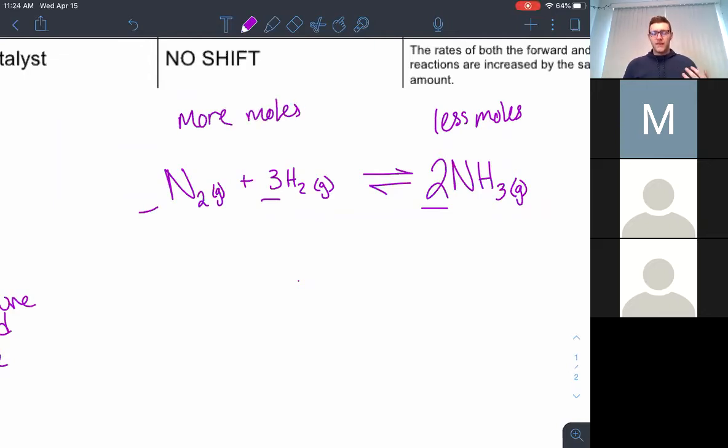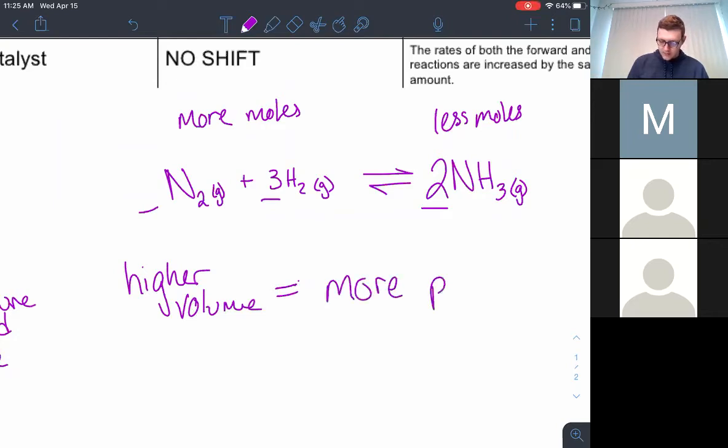So now if I take it in terms of volume, if I give you a lot of space, do you think there are going to be more particles flying around or fewer particles? More. There's going to be more particles. So the higher the volume means more particles. So it favors, in this reaction, which side would it favor? The reactants or the products?